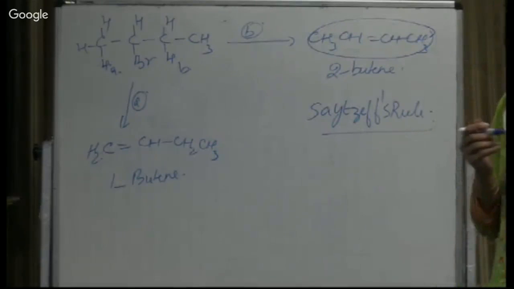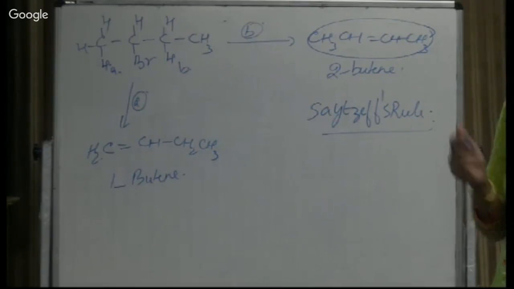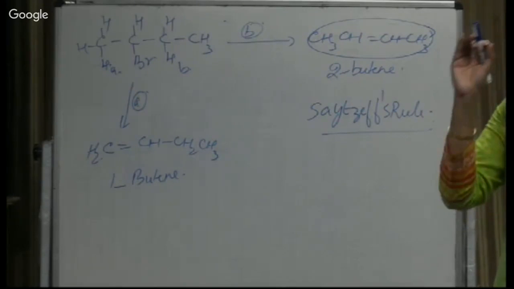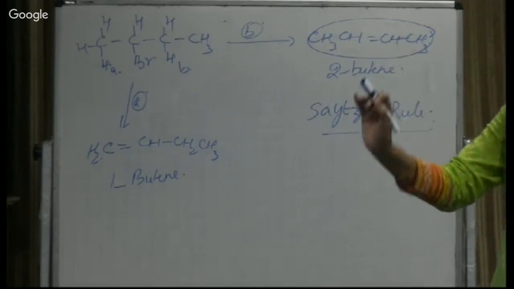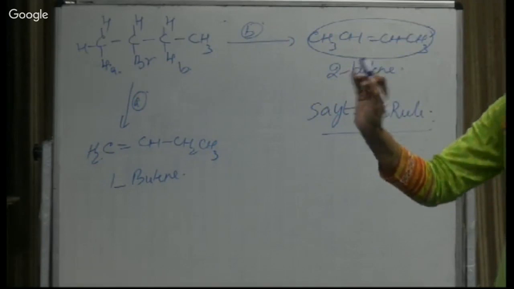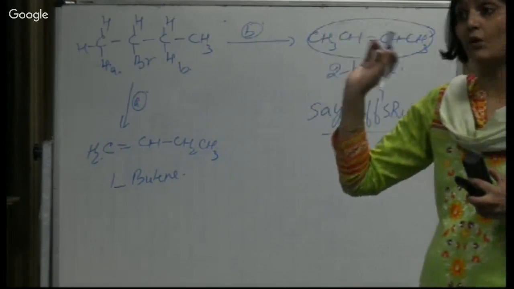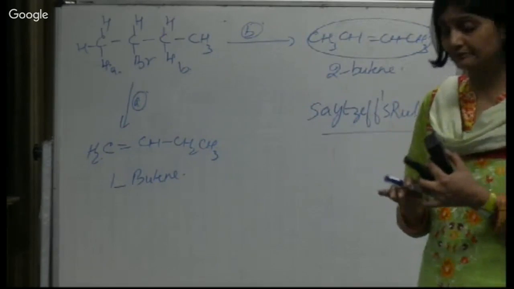So in the dehydrohalogenation reaction of alkyl halides, you have to remember that the product will be governed by the Saytzeff rule. The major product will be the more substituted alkene always. Okay?